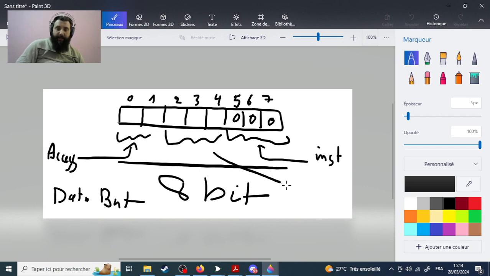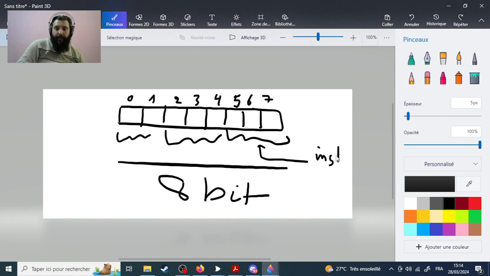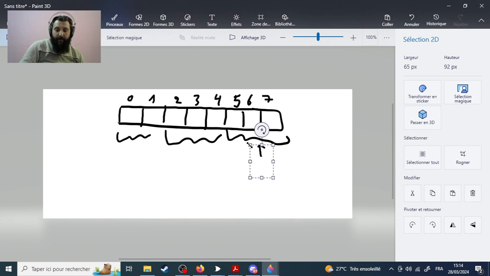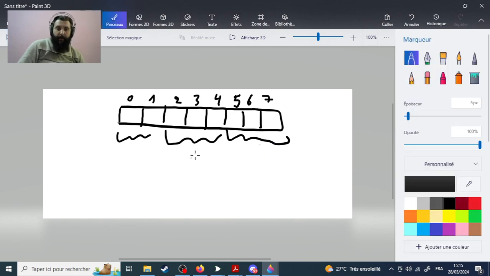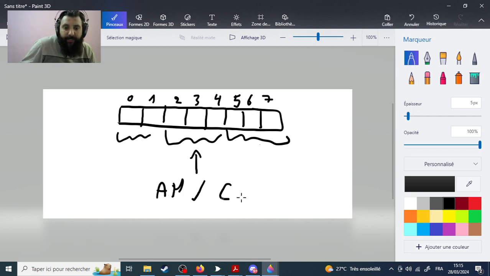And we have the middle bits. For these middle bits, we have two modes. We have the addressing mode, if you remember that. It's not exactly the addressing mode, we will see. We have the instruction mode. We have two parts: the addressing mode, AD, and the condition. It depends on the mode.